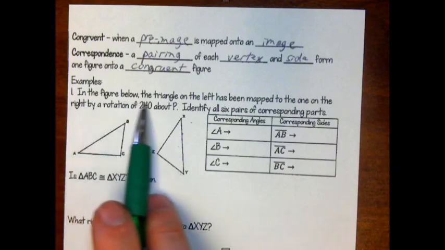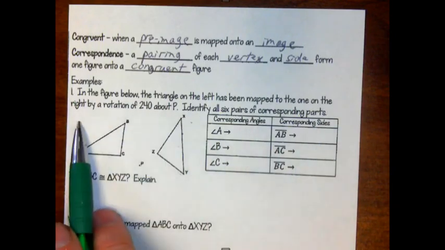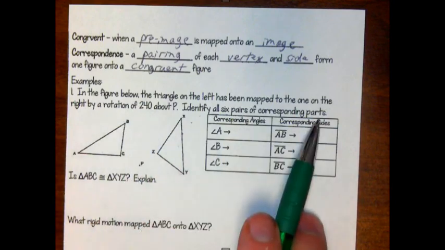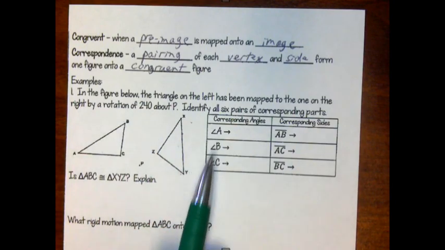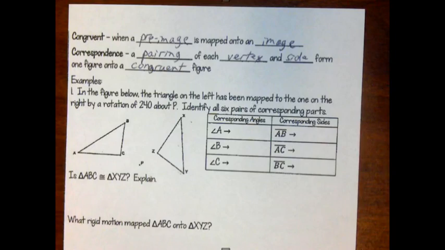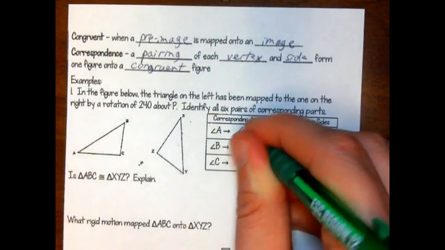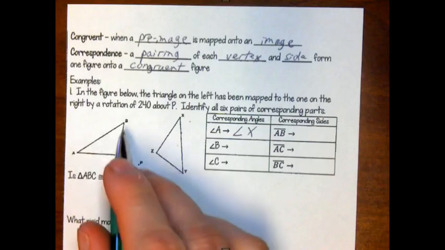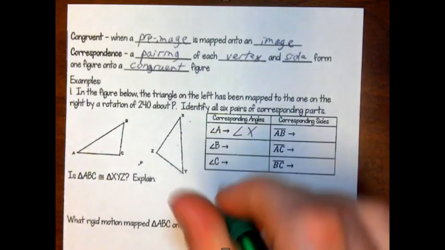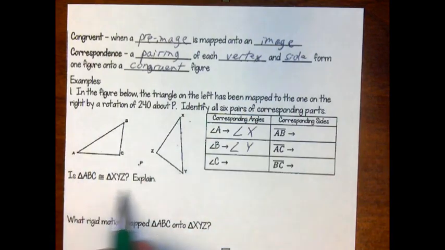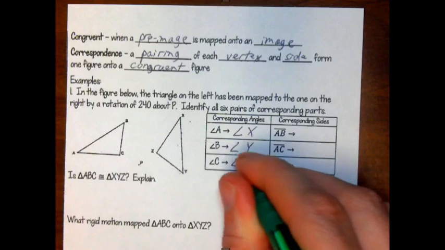So in the figure below, the triangle on the left has been mapped to the one on the right by a rotation of 240 degrees about point P. And we're identifying all 6 pairs of corresponding parts, 3 corresponding angles, 3 corresponding sides. So angle A has been rotated around to here and has become angle X. Angle B has been rotated around to here and has become angle Y. And angle C has been rotated around to here and is now angle Z.